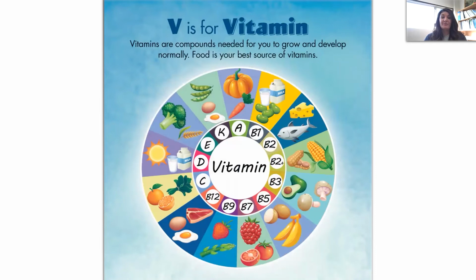V is for vitamin. Vitamins are compounds needed for you to grow and develop normally. Food is your best source of vitamins. If you don't have vitamins, you can get sick.